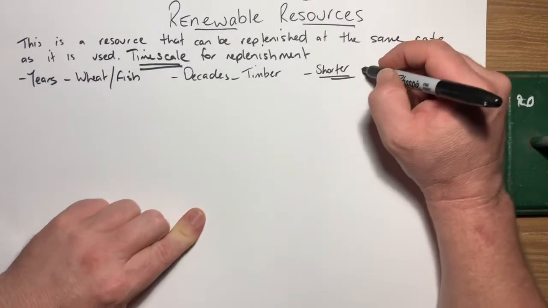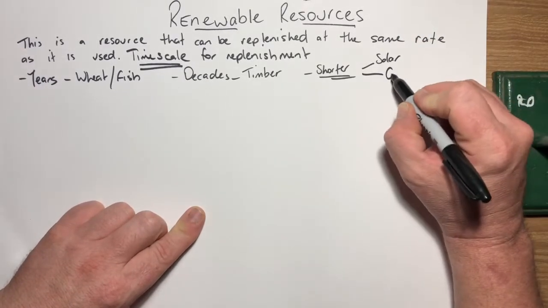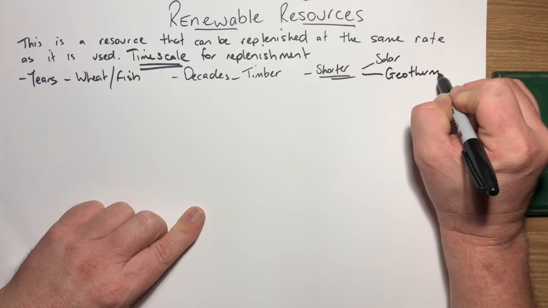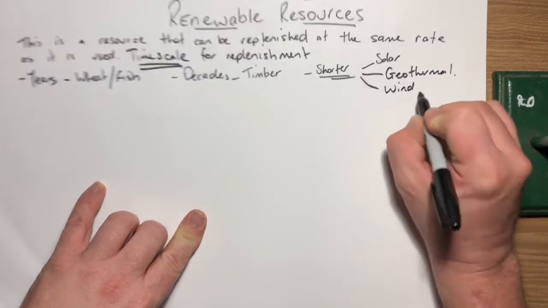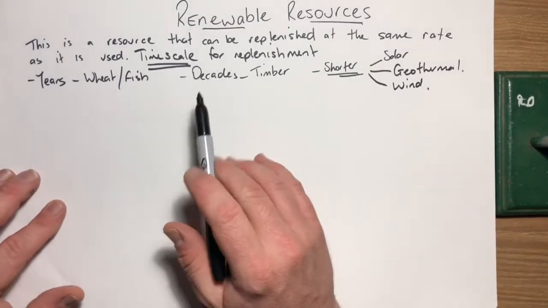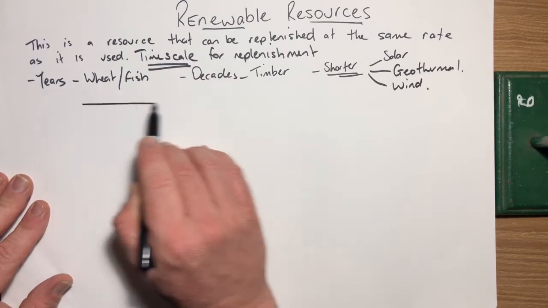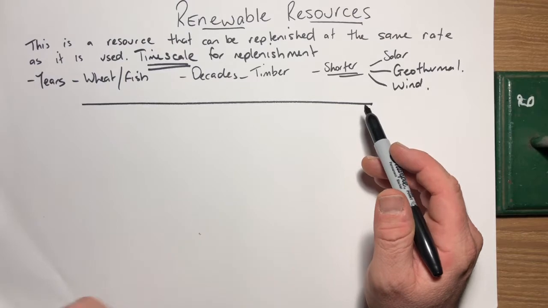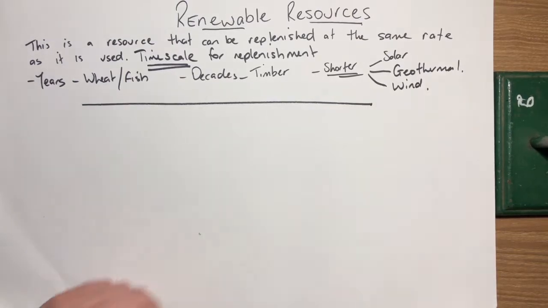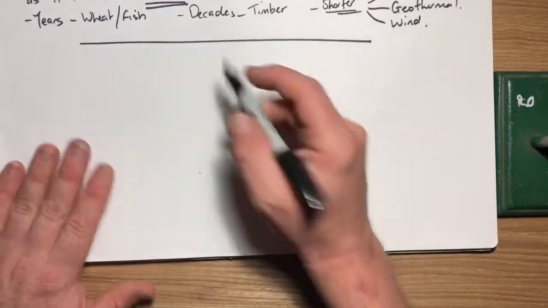And we're going to think of solar energy. We might think of geothermal. Or we might think of something like wind. Okay. There are other resources, non-renewable resources, and they are replaced over geological timescales, millions and millions of years. So let's look at geothermal energy to start with.